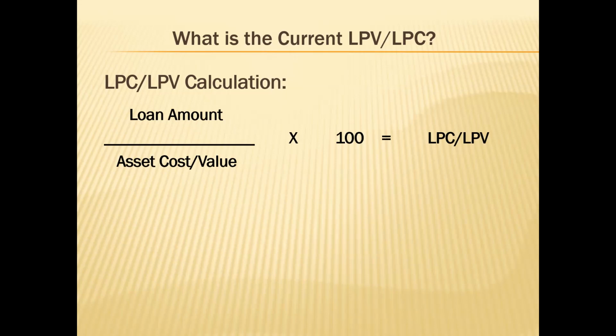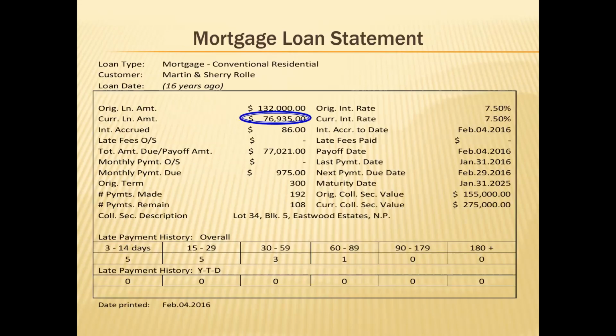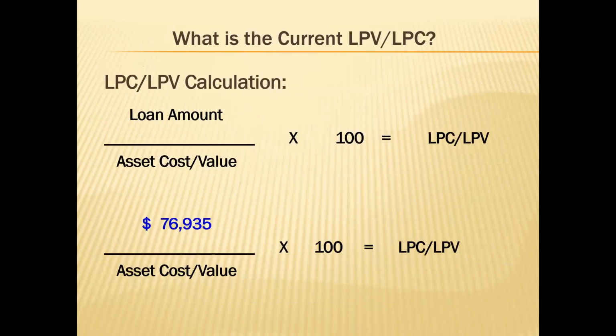76,935, yes, which is the outstanding balance on the mortgage. We get that from the mortgage loan statement, and it's also on the liabilities side of our net worth statement. But our initial source document, or our main primary source document, would be the mortgage loan statement.